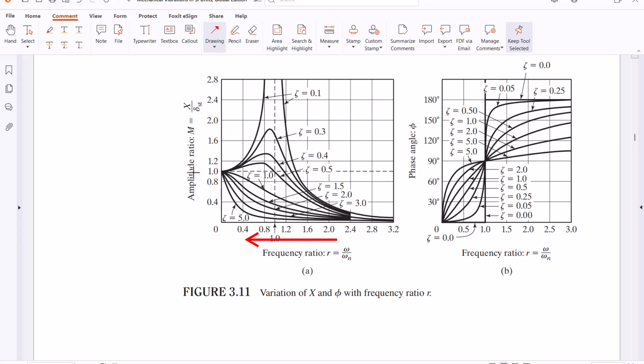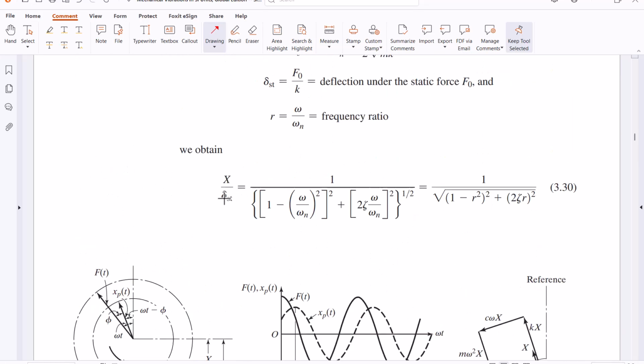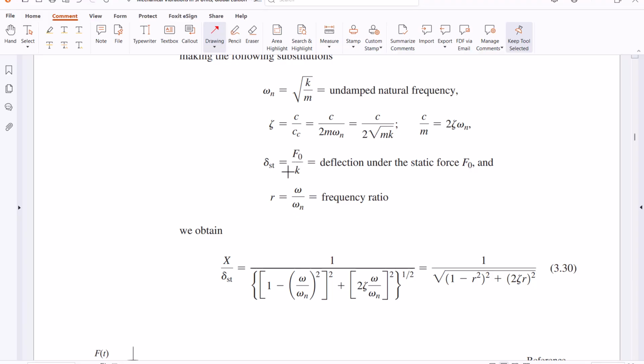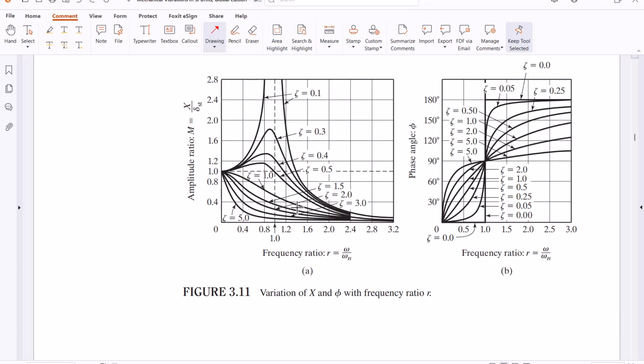So here the vertical axis is the amplitude ratio, which is x over delta st. And x is the amplitude of oscillations, but delta st is the static deflection, and it is f naught over k. k will also change this term. And increasing k is going to decrease delta st. So this ratio x over delta st is going to increase.